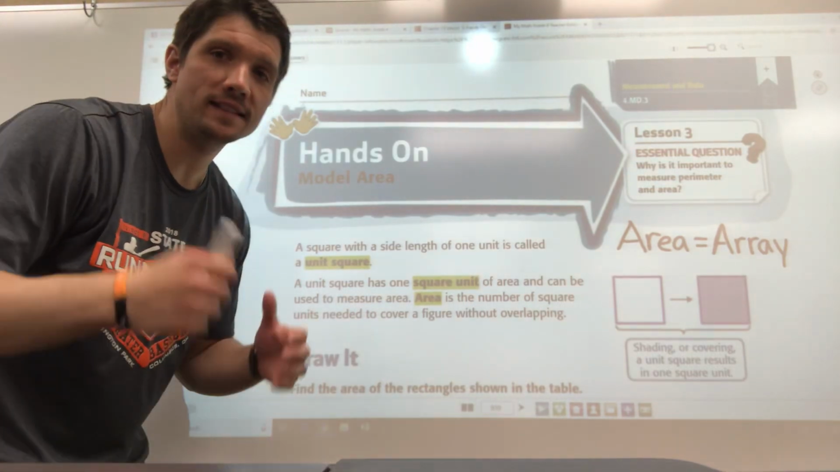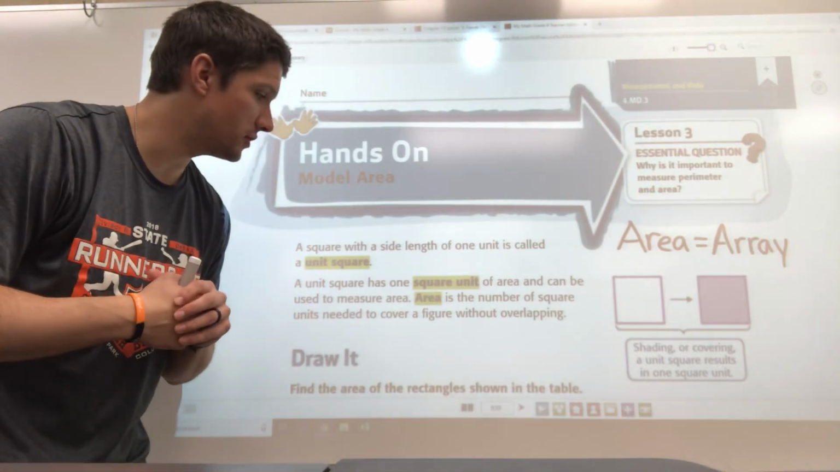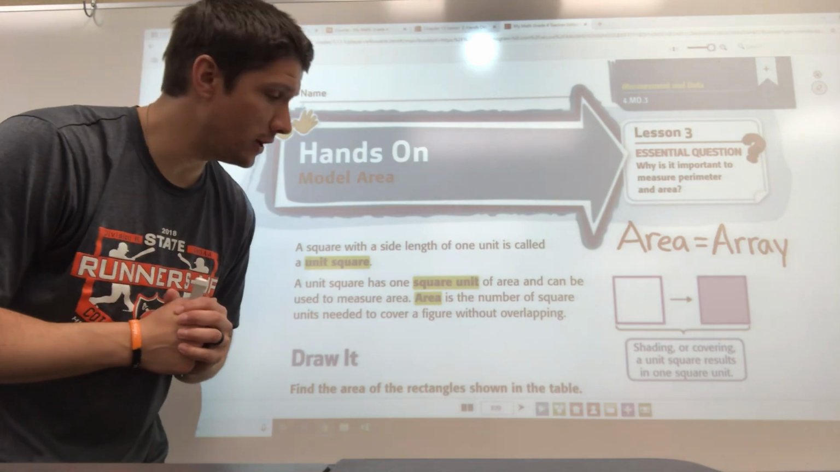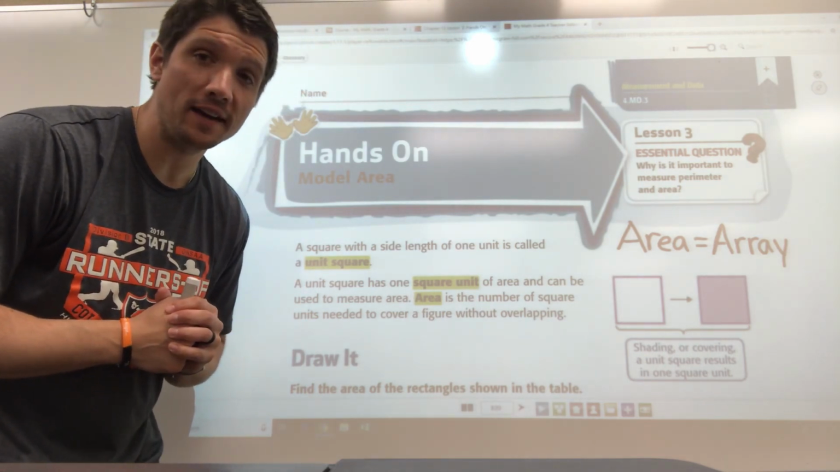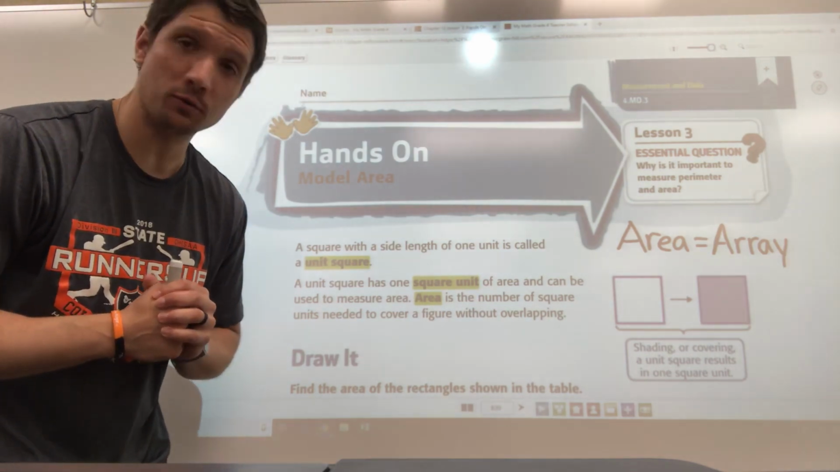Hey, it's Thursday, and today we are starting area. So go ahead and grab your My Math books. We are starting on page 839. At the top, we got a couple vocab words we're going to discuss.